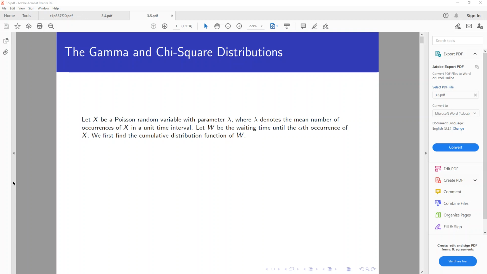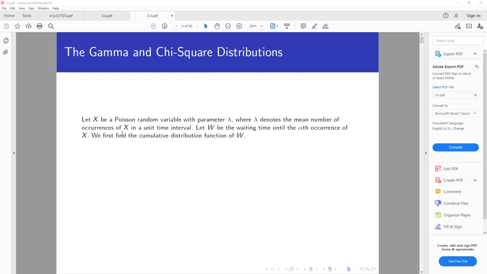So, much like we did for the exponential random variable, we're going to do a Poisson random variable again, have the parameter be lambda. W is going to be the waiting time again, just like it was for the exponential distribution, but in this case it's going to be the waiting time until what we'll call the alpha occurrence of x rather than just the first occurrence. So first we'll think of alpha as a positive integer, so maybe it's the 5th occurrence or the 10th occurrence, what have you.